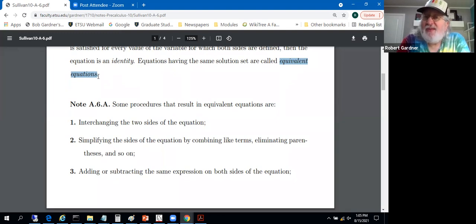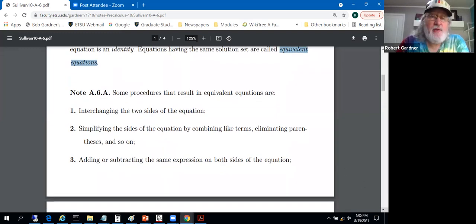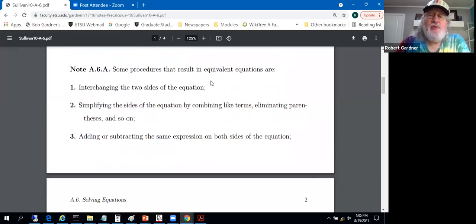So you kind of simplify things and then solve for x, as x isn't always the variable, but usually that's the case. Some procedures that result in equivalent equations are the following. So these are things you can do to an equation to modify it and produce an equivalent equation that has the same solutions. Of course, you do this with a goal in mind. Usually that goal is to solve for x. Get x by itself is how I'll word it. You can interchange the two sides of the equation.